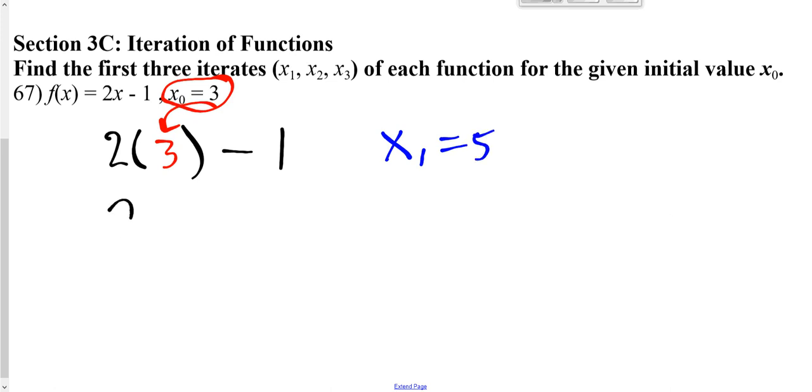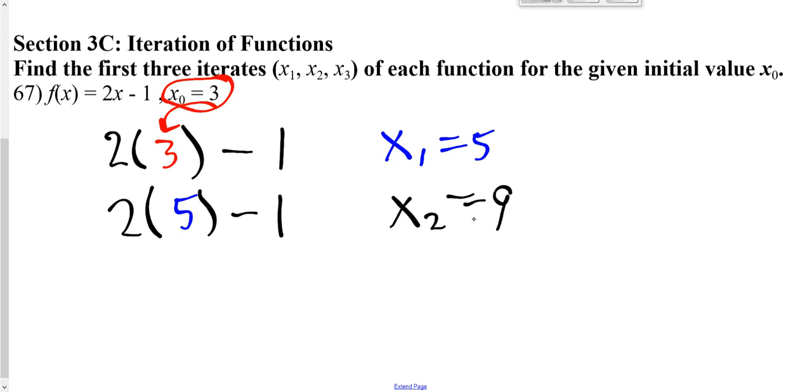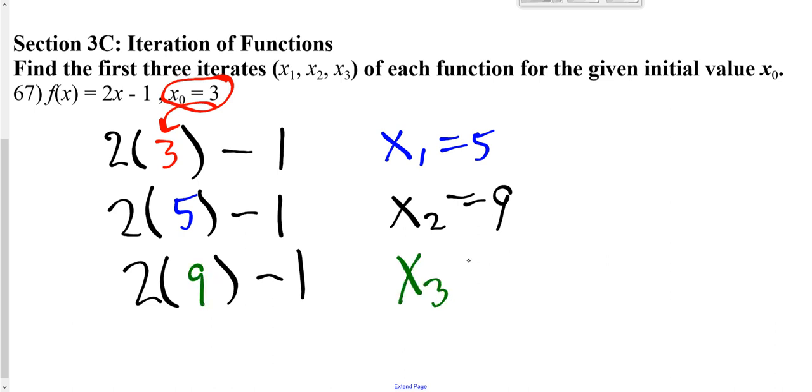And so then all we have to do to find our next iteration is take that 5 and plug it in. That tells us our next iteration is 2 times 5 minus 1, that's 9. And then we plug that into our rule, which says 2 times our input minus 1. So if we plug in our 9, 2 times 9 minus 1, and we get 17.